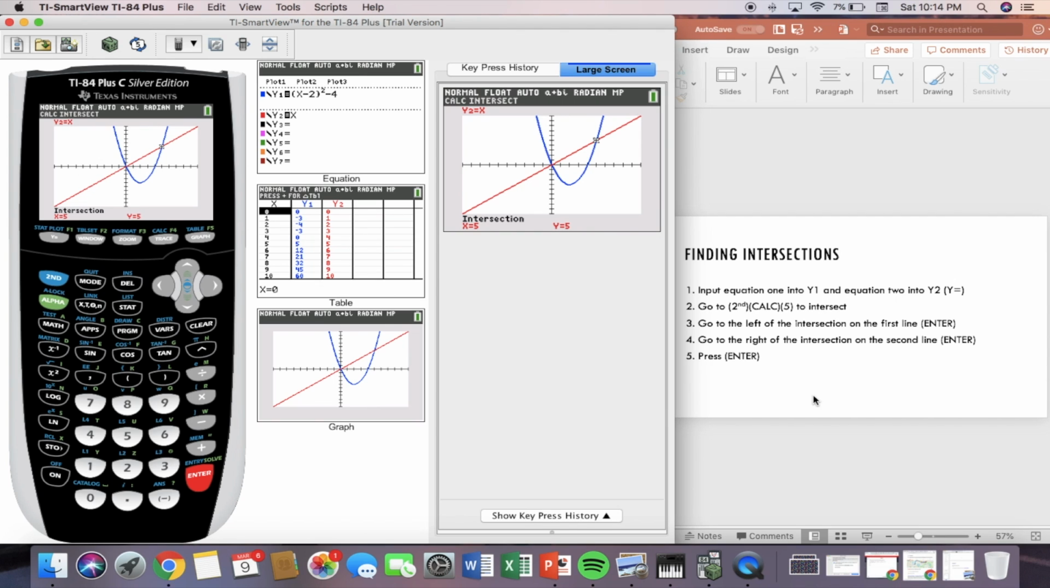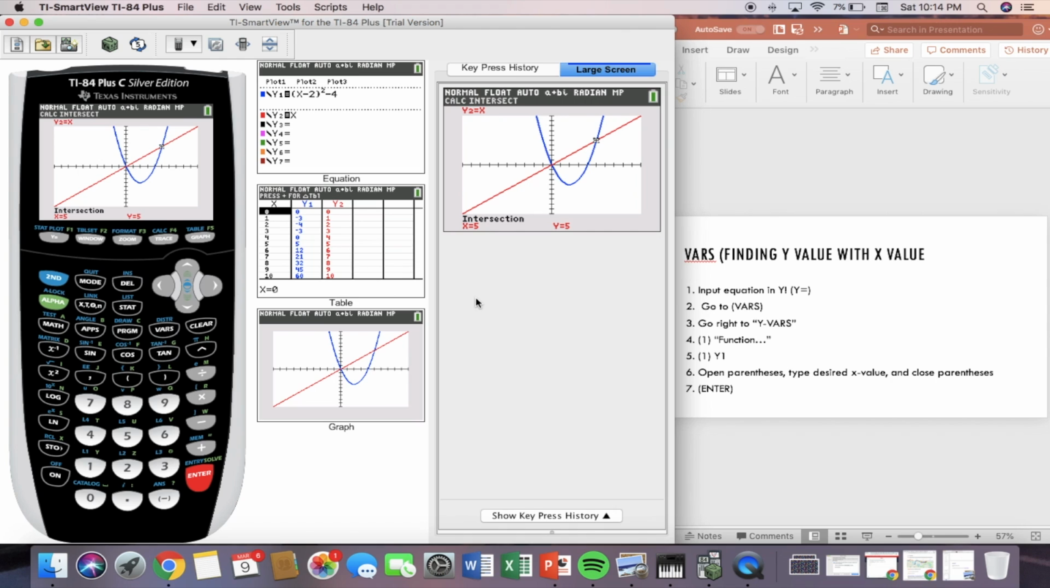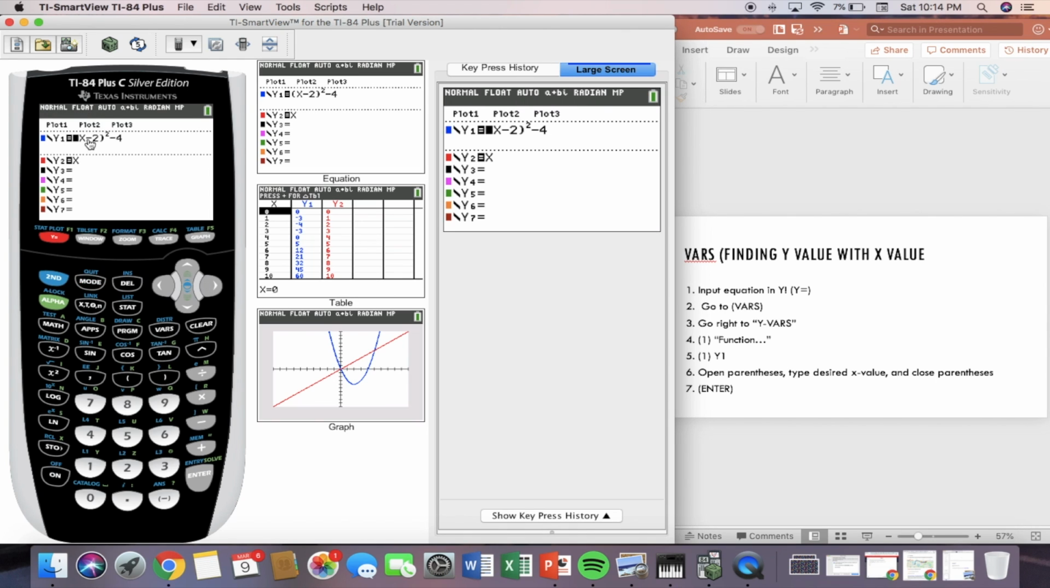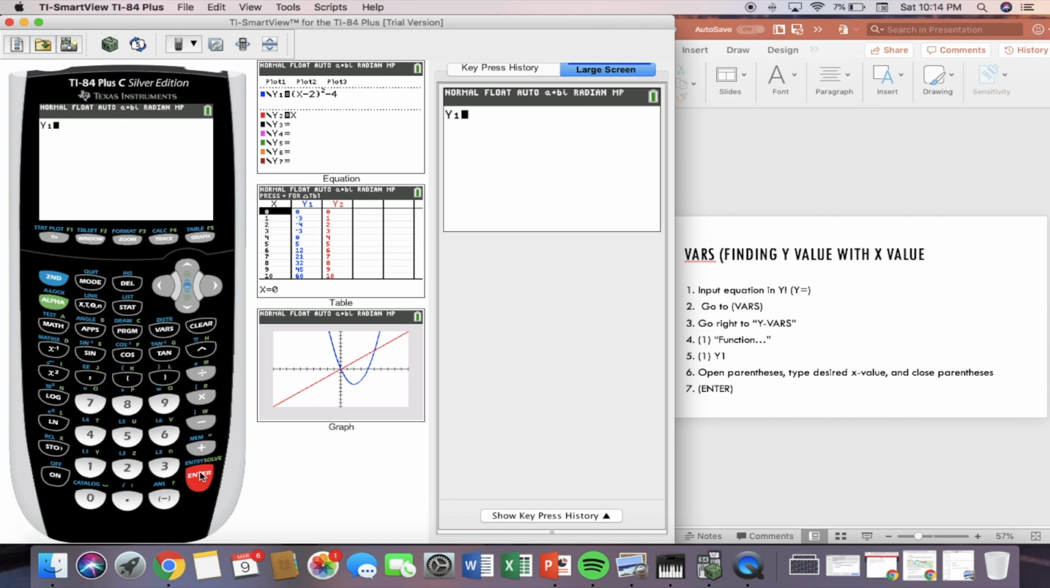Awesome. Let's go on to the next one. So now this is for finding a y value when you have an x value. So this is the vars function. So I have my equation in here, right? So now I'm given a problem, and I know that when x is equal to 4, what is y equal to? So to find that, go right here to vars, go over to yvars, click enter, function number 1.